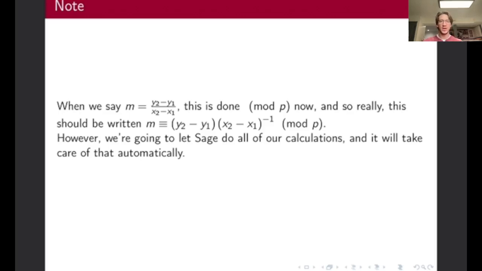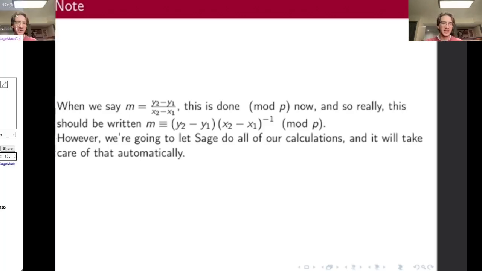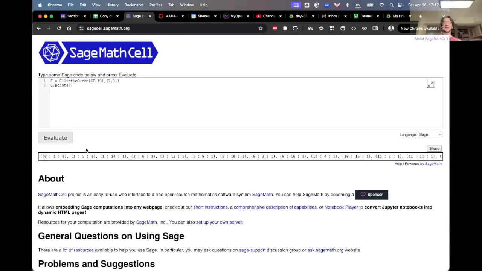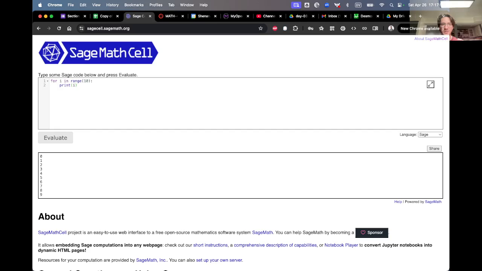Let me show you this website, Sage. It's sagecell.sagemath.org. This is basically one cell of a Python notebook, and so you can do everything we did in Python before. So for i in range(10): print(i), for instance, and it spits out those numbers.